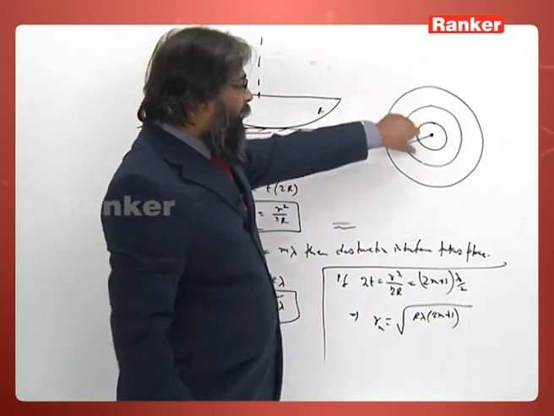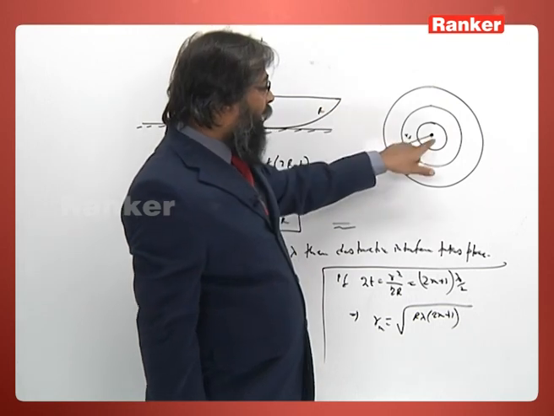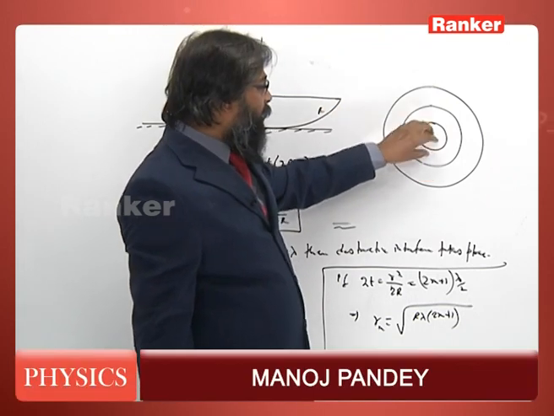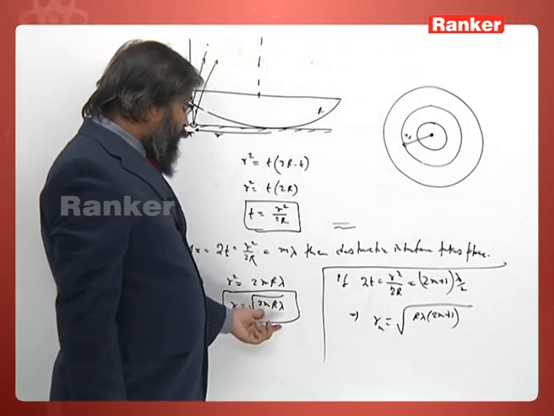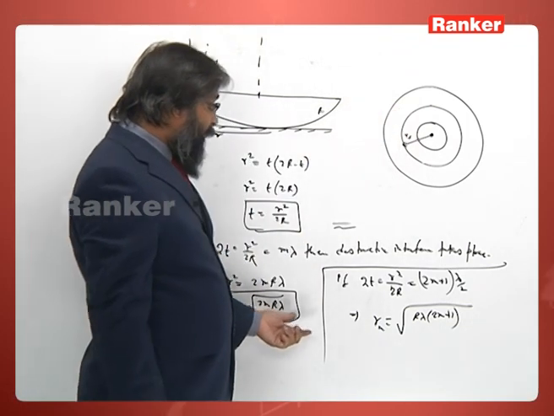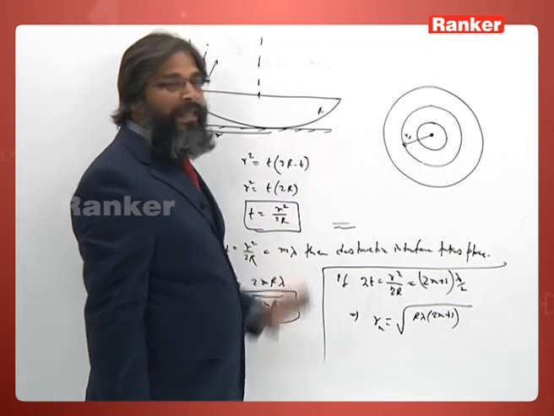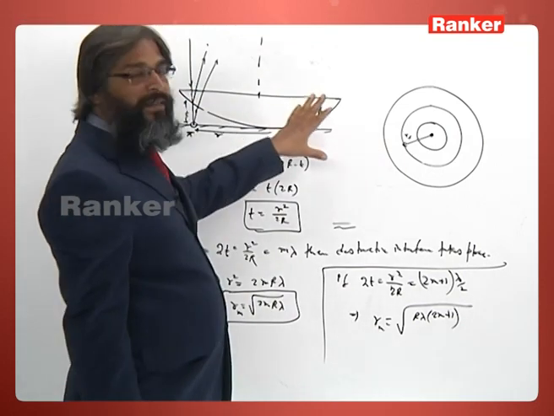So, the fringes are circular in nature. Important point, at the center there will be darkness, and the radius of the dark circles will be root over m R lambda, and for brightness it will be like this. This is how Newton's rings are formed.